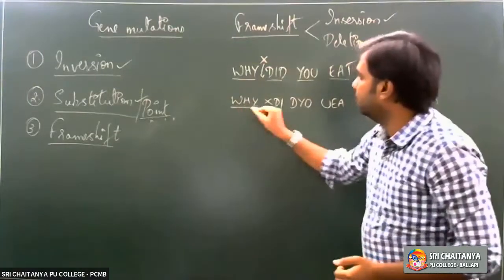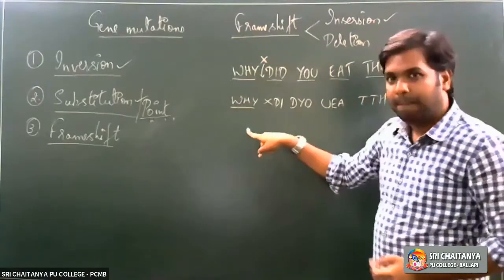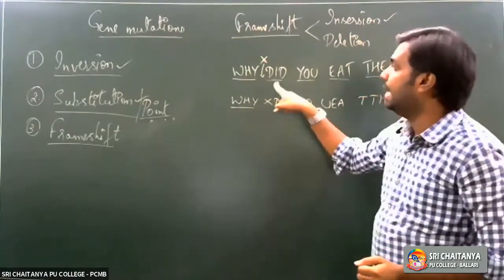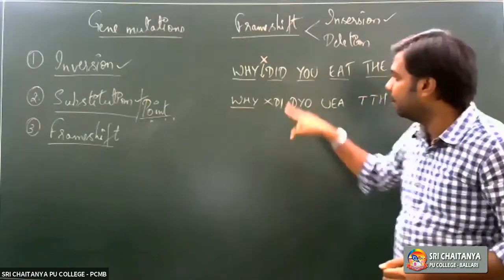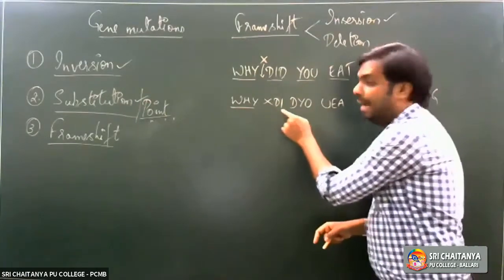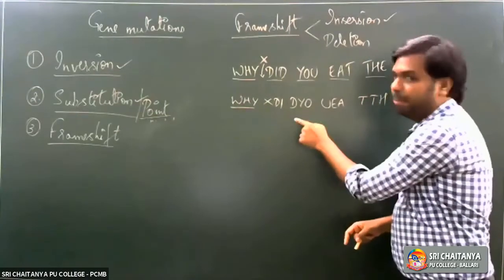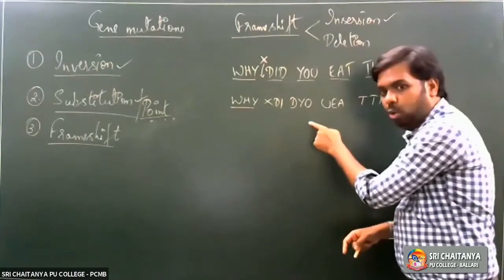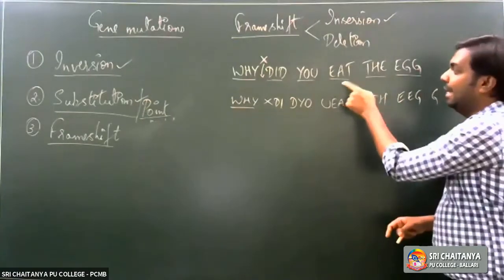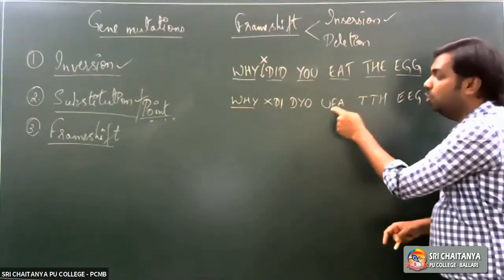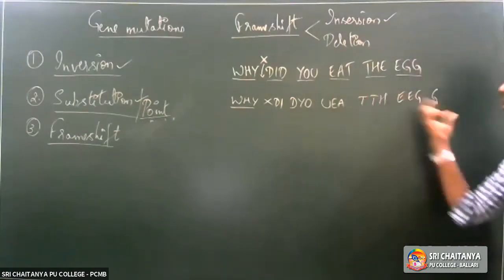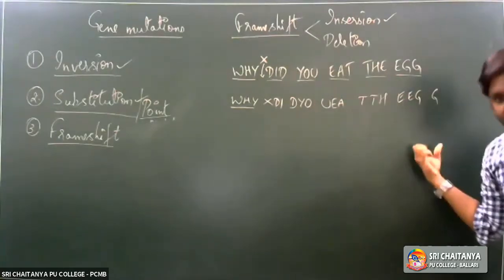The first frame is as usual, but the second frame should be DID. So what exactly is happening? It has become XDI. The third frame should be YOU, but what has happened here? It has become DYO. The next frame has to be EAT, but what has happened here? UEA. So like this, in all of the cases, the frame has been shifted.